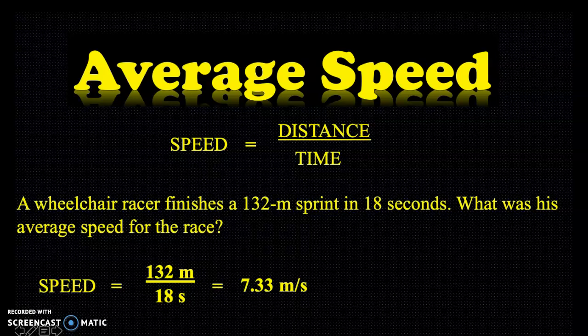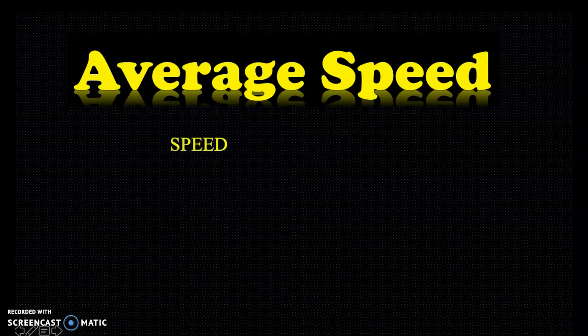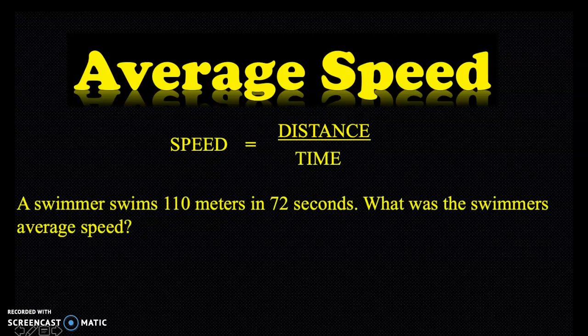Okay, so again, a very, very simple type of problem for determining speed. We'll do another example here. Again, speed is distance divided by time. In this case, we have a swimmer that's swimming 110 meters. They do that in 72 seconds. So what we're going to do is find the swimmer's average speed.